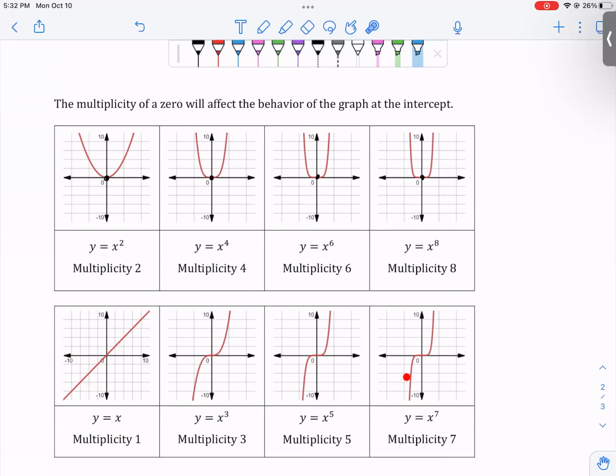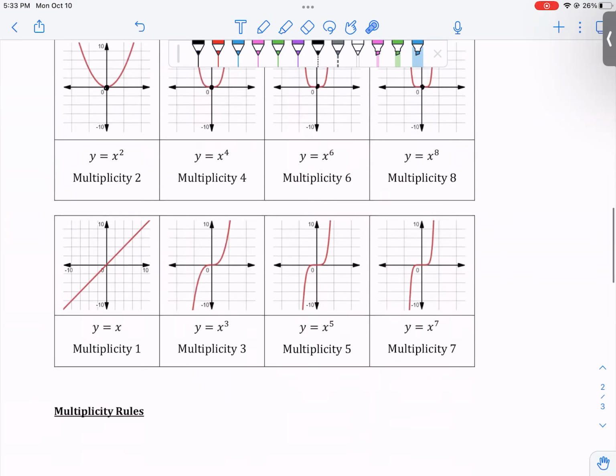It starts on one side of the x-axis, it ends up on the other. And additionally, notice that the higher the odd multiplicity gets, the more curvy it becomes at that 0. So it's no curve at all, little curve, more curve, and then it's even flatter here. It really resembles what you're seeing up here in the even multiplicities. So this gives us some multiplicity rules.